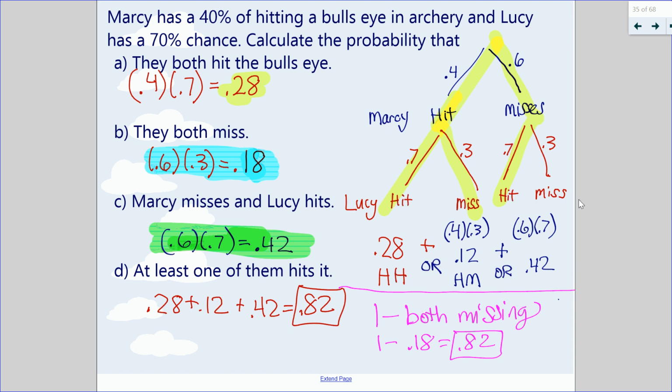So that's a tree diagram. I love the trees. Just makes everything a lot clearer. Also, it is super helpful with dependent probabilities. Now, this is independent probability. What I mean by that is how Marcy does doesn't at all affect how Lucy does. So if Marcy gets the bullseye or doesn't, it didn't affect Lucy's performance at all. But it could. Lucy could want to do better if Marcy misses, or it could throw her off. She could do worse.